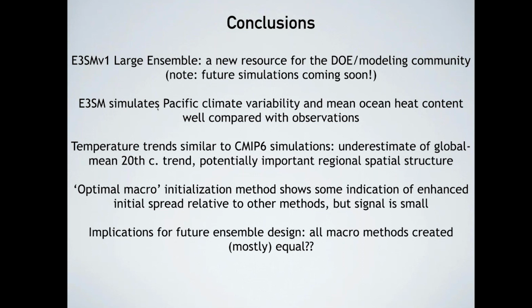This initialization method that we tried, like optimally spreading out initial conditions across basins, seems like it has some possible indication of actually being more optimal than others. Maybe, but the signal seems to be somewhat small. So I think the big picture takeaway from this is that you definitely want to be doing macro initialization, right? All the macro ensembles had higher initial spread than the micro ensemble, but it's still somewhat up for debate how the particular macro strategy matters.